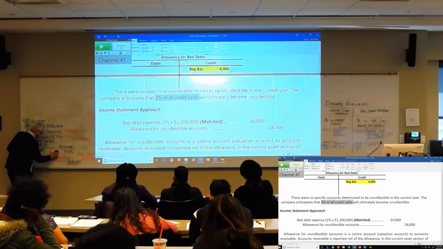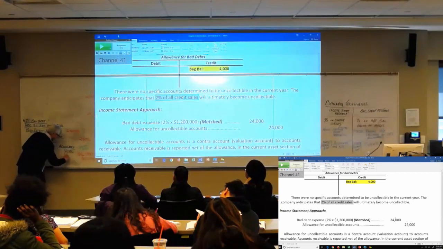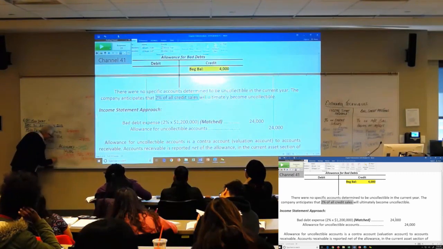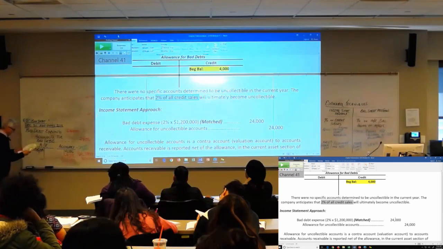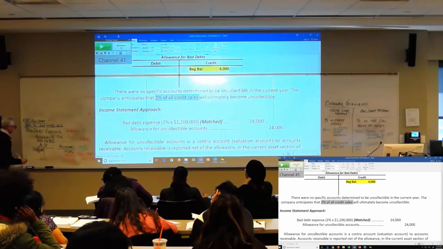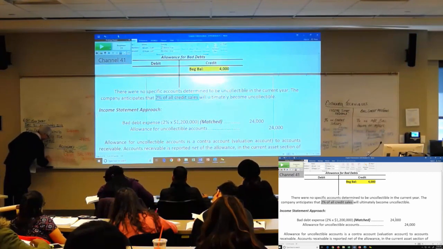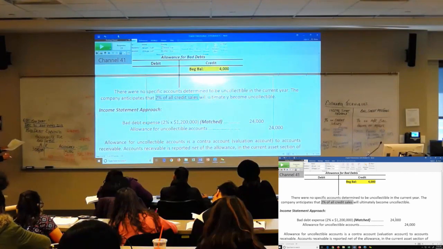What happens here, when you credit the allowance for 24, I'll put this up on the screen in a second, the allowance account balance goes to 28, and therefore the net realizable value, the cash realizable value, is going to be 277.